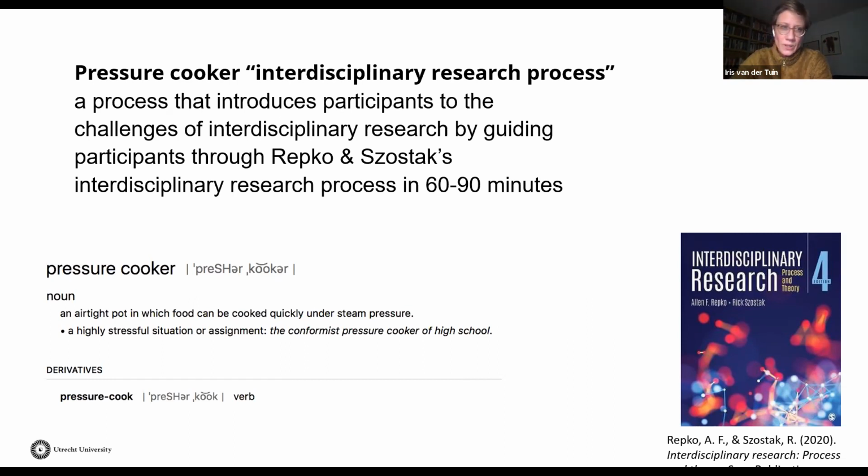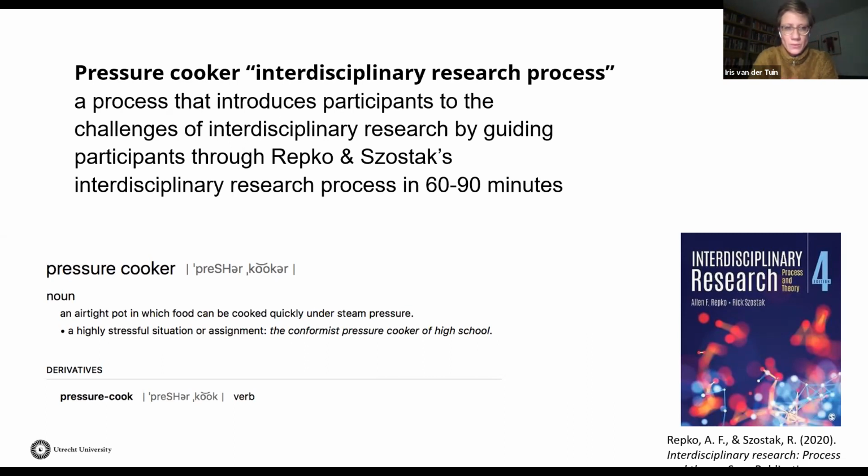At this point, we use the pressure cooker in our own teaching in order to give the bachelor students in liberal arts and sciences a very quick introduction to interdisciplinarity. And we also use it in all kinds of consultancy assignments that we do both nationally and internationally. Yes, I guess this is enough about the context of the pressure cooker.